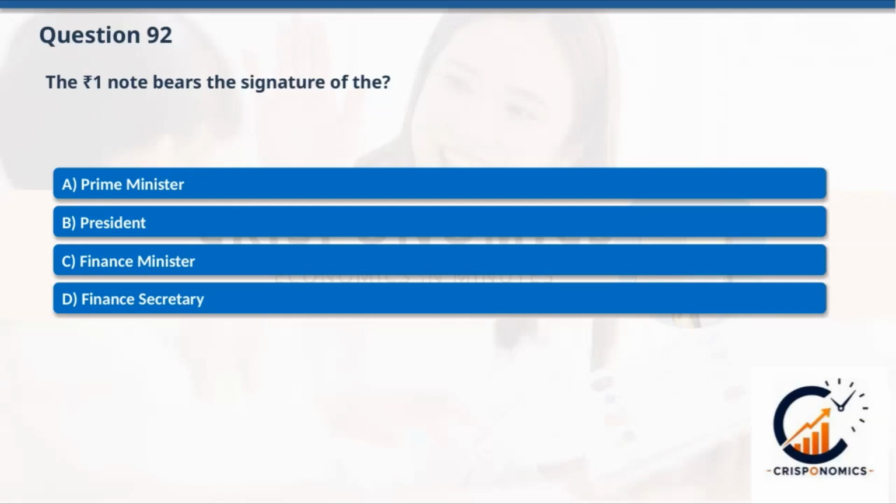Let's look at who signs the 1 rupee note. It's a common question, but the answer might surprise you. Unlike other currency notes, the 1 rupee note doesn't carry the signature of the finance minister or the prime minister. Instead, it bears the signature of the finance secretary. This distinction is important because it reflects the unique authority behind this specific denomination. Keep this in mind, it's a small detail with a clear answer.